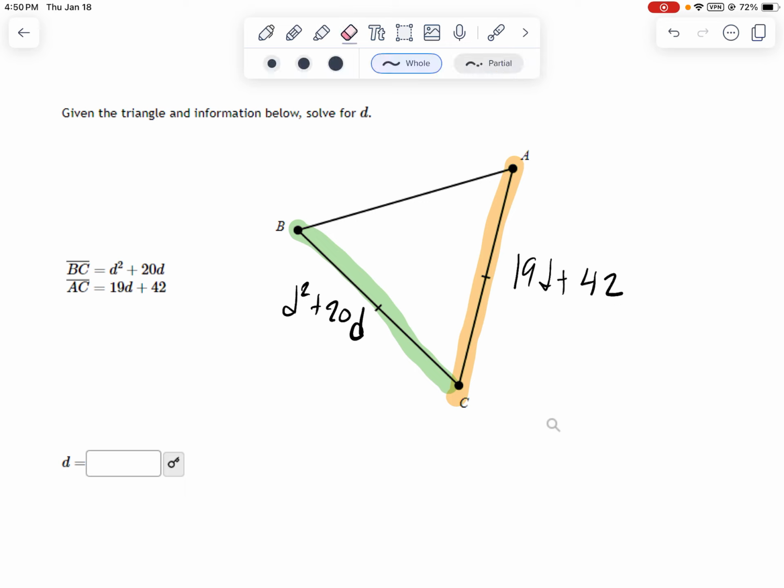The d looks a little sketchy, let me fix that. Okay, and then that's it. That's all we're told. But that's all we need to be told, actually.